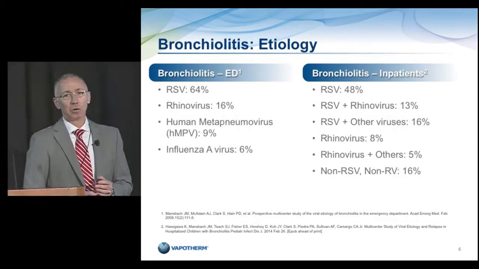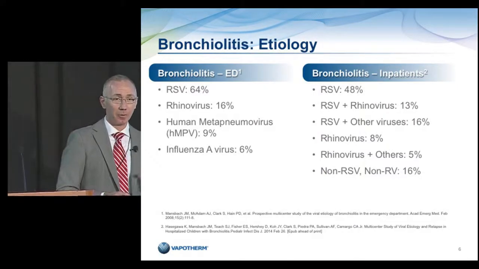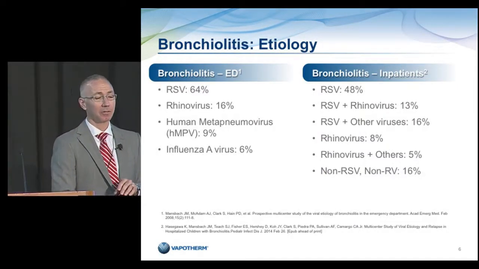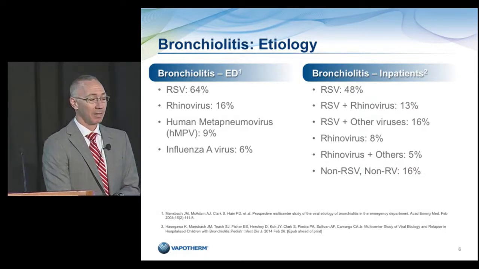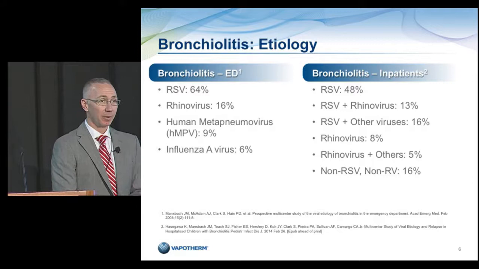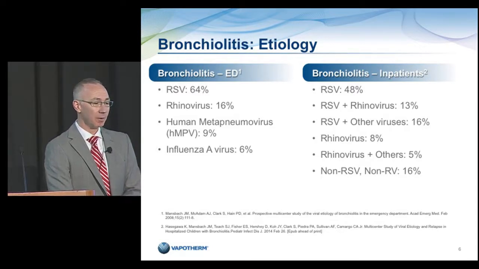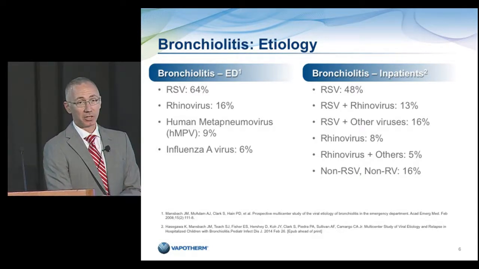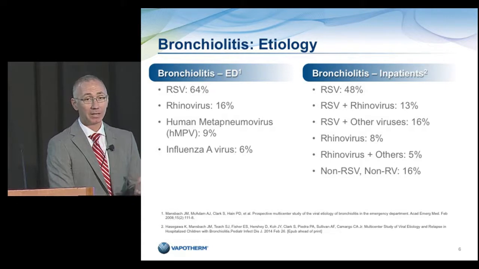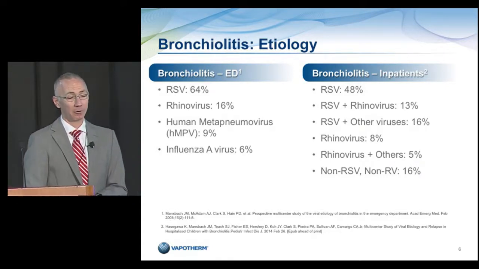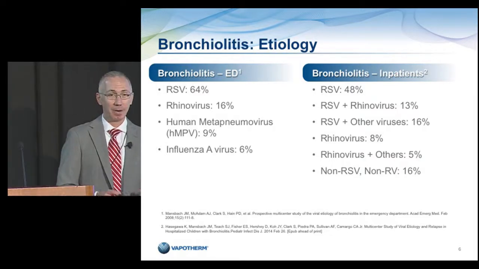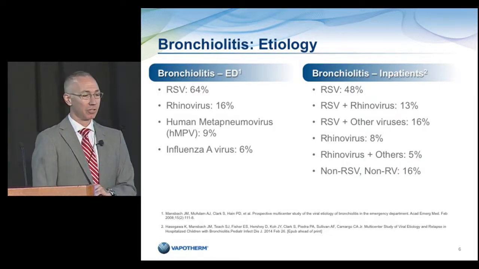If you look at cohorts of patients, both in the emergency department or in the inpatient unit, RSV is by far the most prevalent etiology. 64% of patients in an emergency department sample, or 48% in the inpatient sample. And if you add the co-infections with rhinovirus or human metapneumovirus and RSV, that amounts to nearly 80%.